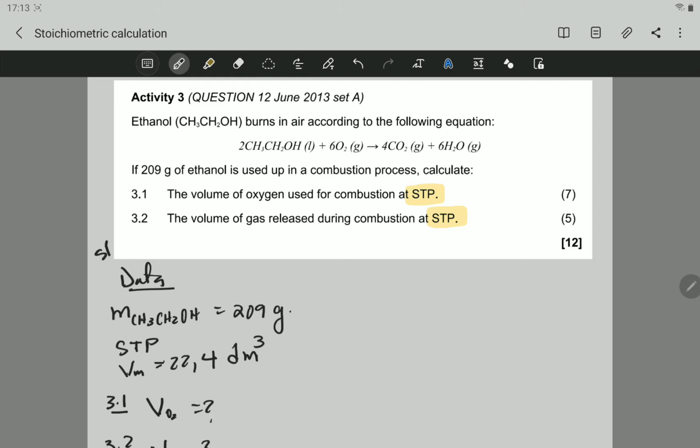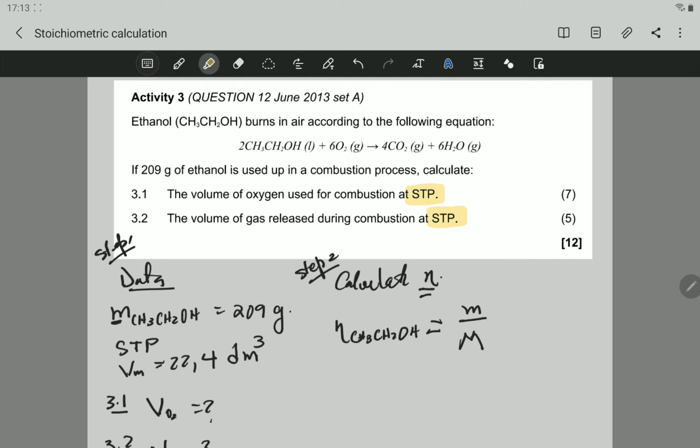Let's write it here. Step one. Step two, then I calculate the number of moles for the given substance. So in this case, I'm going to calculate the number of moles of CH3CH2OH. How do I calculate number of moles? There are a lot of formulas. However, which one is applicable here? We have the mass. So it will be mass divided by molar mass of that substance.